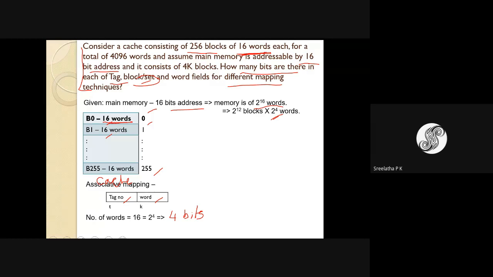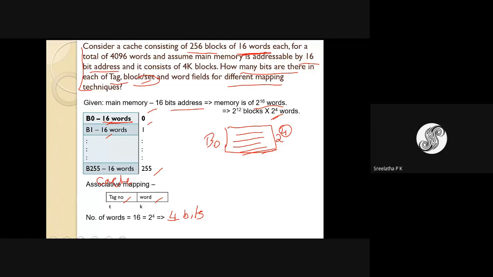In a particular block, there are 16 words. To identify which word it is, 16 means 2 power 4, so I need 4 bits. So 4 bits for identifying the word.